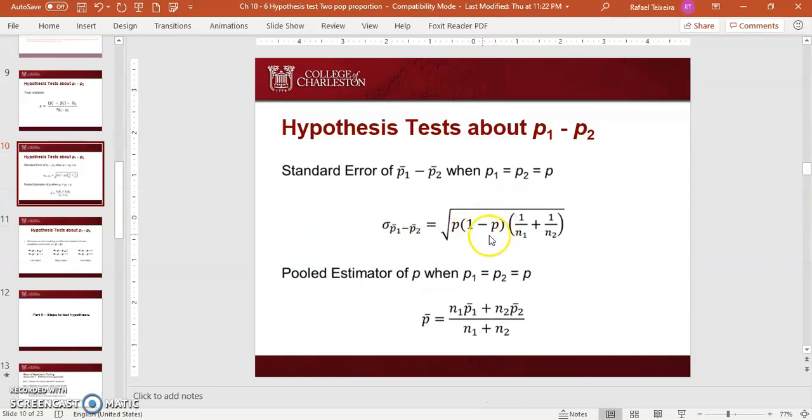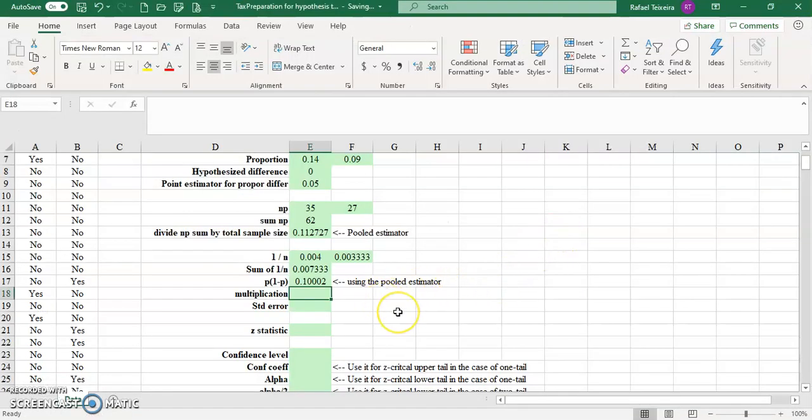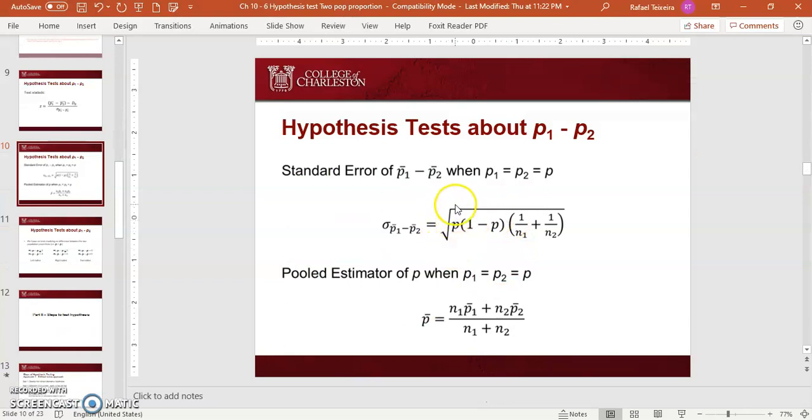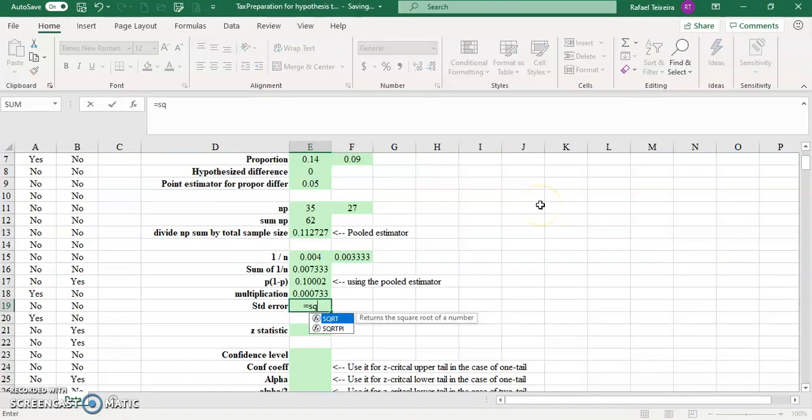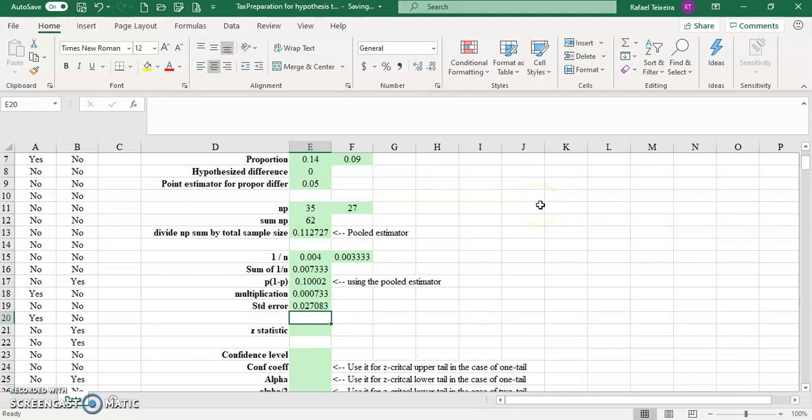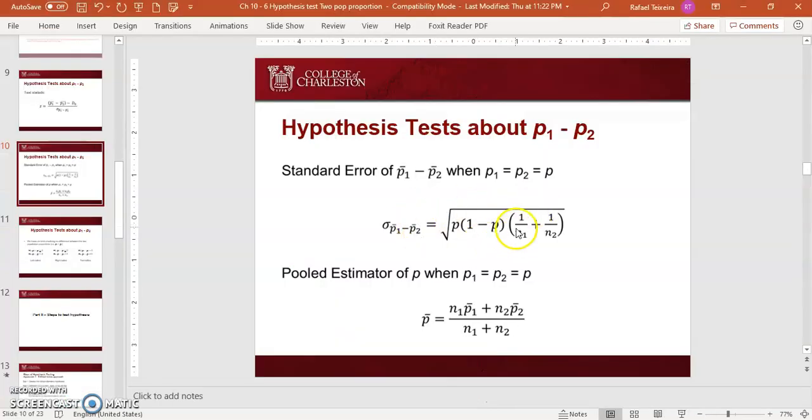Now I have this, and I'm going to multiply by this. Multiplication of this by this. Now I have to take the square root. Equal square root of this number. Okay, 0.0. This is the standard error.